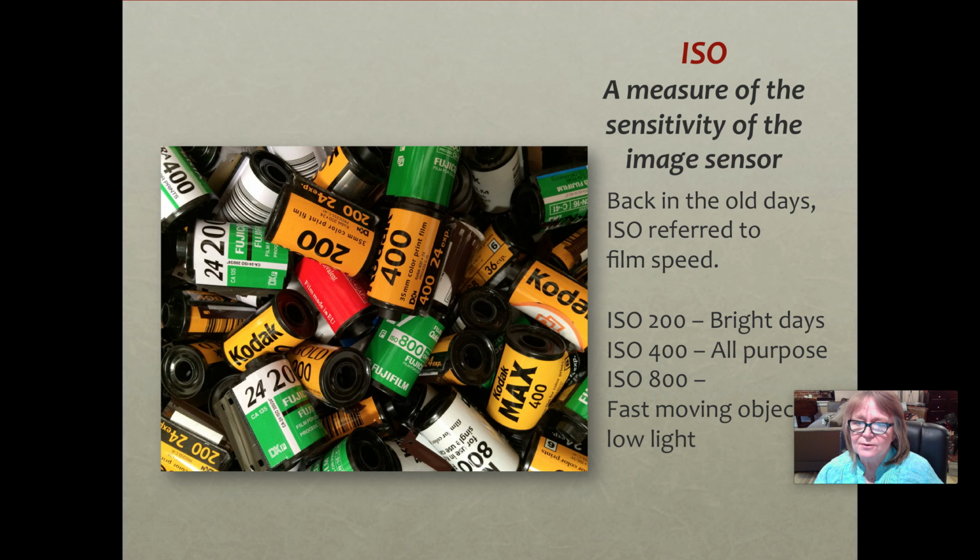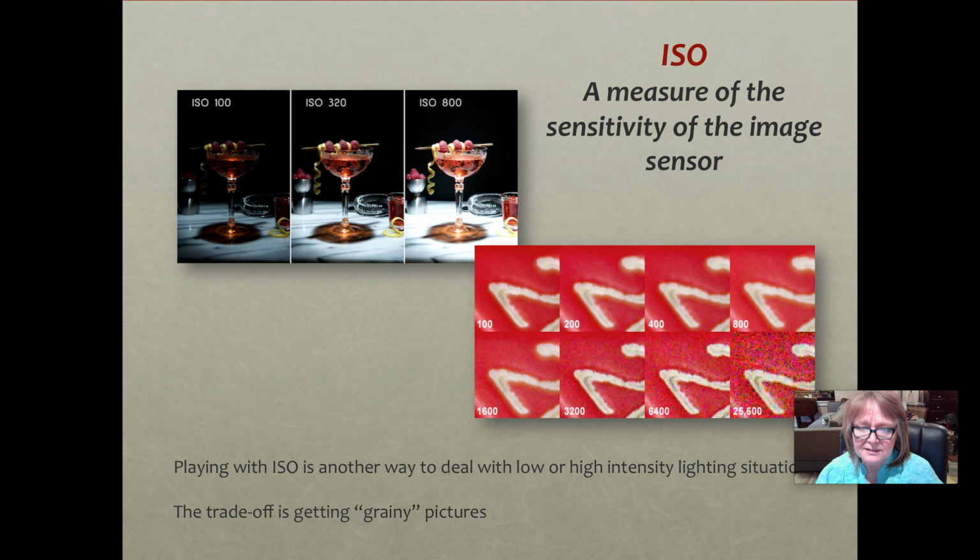Okay, ISO, it's a measurement of the sensitivity of the image sensor. So back in the old days when we had film, you'd get 400 ISO or 200 ISO. If you were going to the beach, you'd use 200 ISO. All purpose was 400 ISO. If you were going to go shoot a basketball game, then you'd use 800 ISO. But now you can make that adjustment on your camera, and it gives you a lot of different choices.